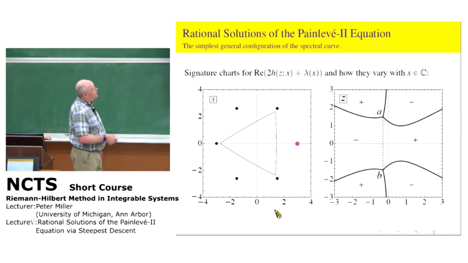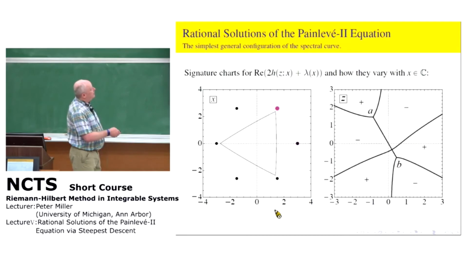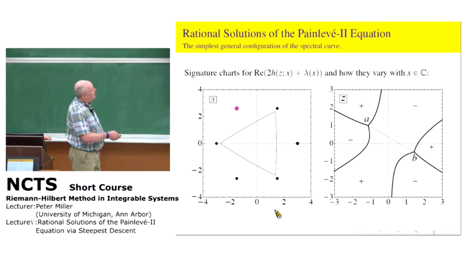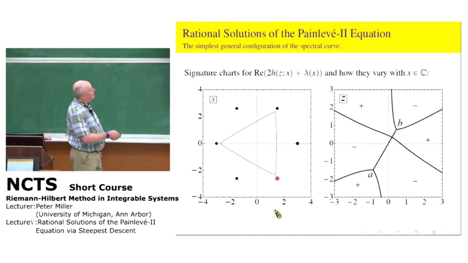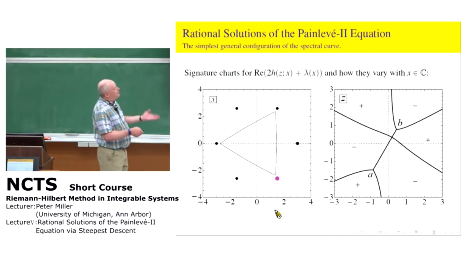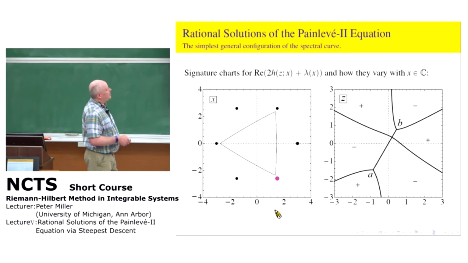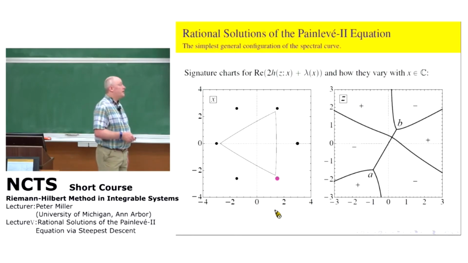So that's the signature chart for this pink value, and then we can look at this one, and there's some kind of rotation that has occurred, and now, in fact, the branch cut coincides also with this zero level curve of the real part of 2h plus lambda, like that in this case. Then we can look at this one, and this one, and this one, and this one. So you can make plots and try to get some feeling for what these regions look like. But what I want to say about it really is that we can then use these regions to try to figure out where to put the jump contour.